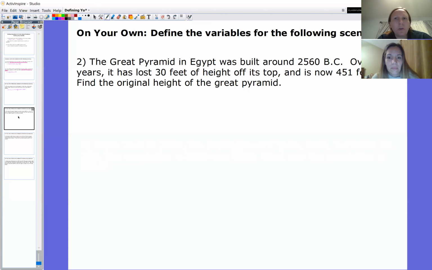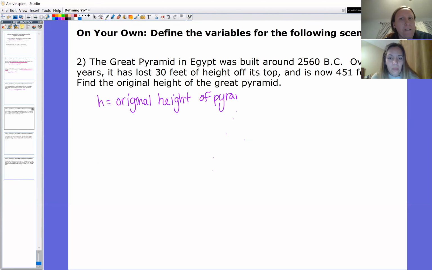Okay? There's no question in here. However, that last sentence does ask us to find the original height of the Great Pyramid. So I'm going to say let's choose H. Once again, it doesn't matter what letter you choose, okay? But H equals original height of that Great Pyramid. And for some of you, you may have wanted to use the letter O because it's talking about the original height. But remember, that's one of those letters that we said to not use as a variable.